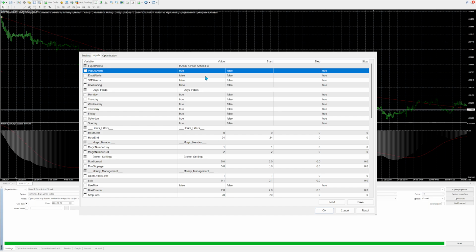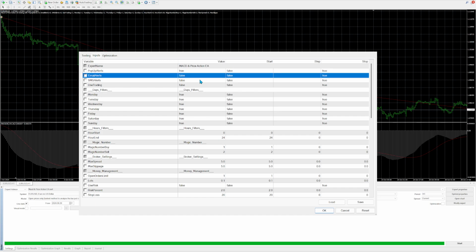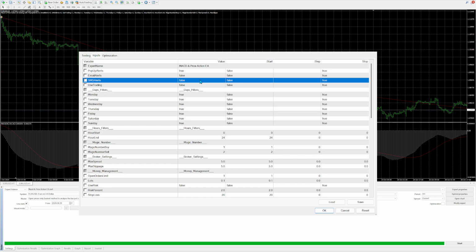Perhaps you're waiting for a particular price action pattern or a MACD crossover of the signal line or the zero line, and you can just receive an alert when that happens. Okay, email alerts and SMS alerts. When these are set to true, you will get an alert this time via email or SMS. There are instructions included which tell you how these can be configured.